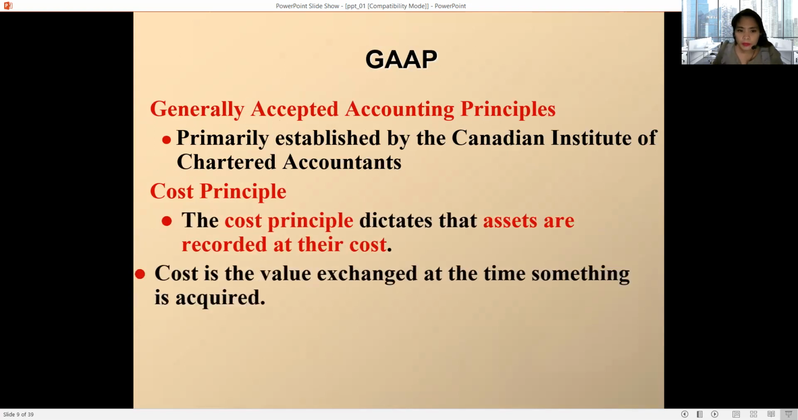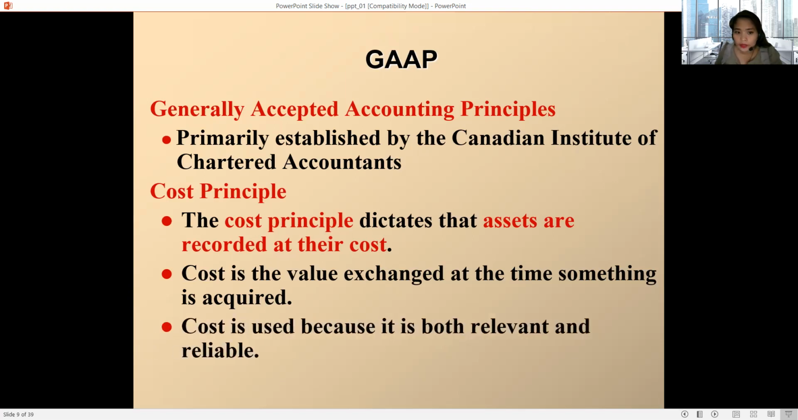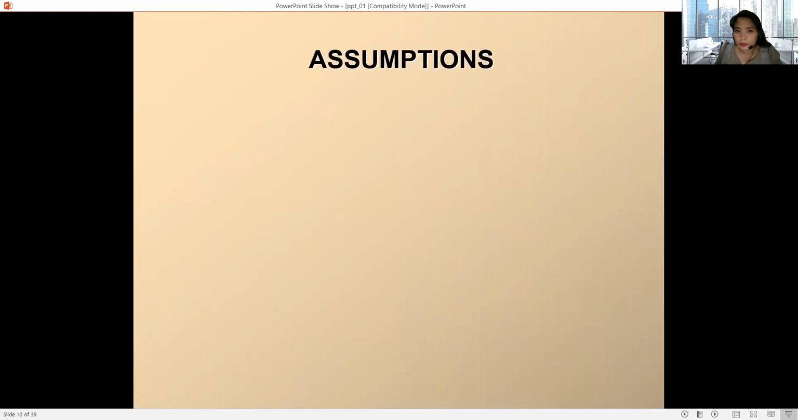So, the cost principle, number one. The cost principle dictates that assets are recorded at their cost. Okay? Magkano mo siya binili? For example, you invested an automobile in the business worth 1 million pesos. Mahal ng sasakyan ngayon, ha? Okay, for example, pang-deliver kasi. Cost is the value exchanged at the time something is acquired. Cost is used because it is both relevant and reliable.